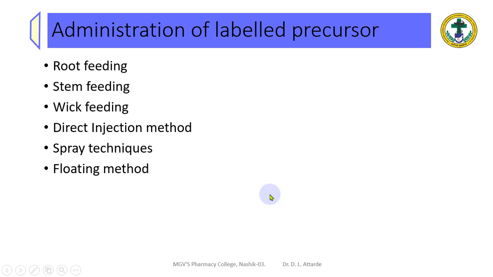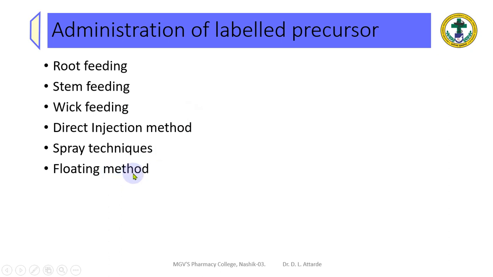Now, how are these labeled precursors administered into the system, to the plant body or to the tissue? These are the various methods: root feeding, stem feeding, wick feeding, direct injection method, spray techniques, and floating methods.